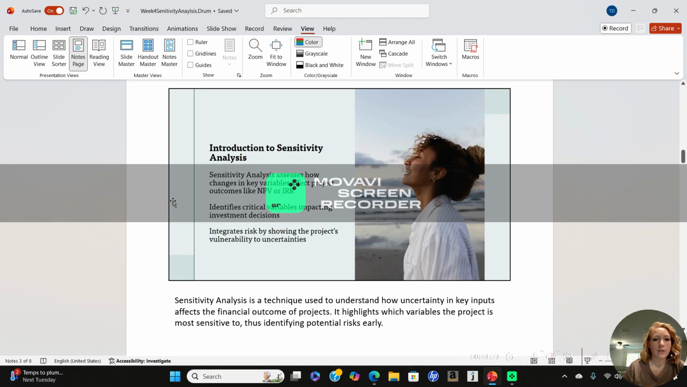Up next is our introduction to sensitivity analysis. Sensitivity analysis is a technique used to understand how uncertainty in key inputs affects the financial outcome of our projects. It highlights which variables the project is most sensitive to, thus identifying potential risk early.